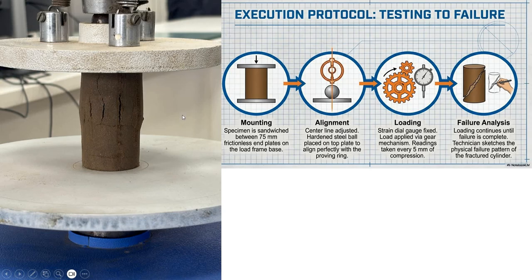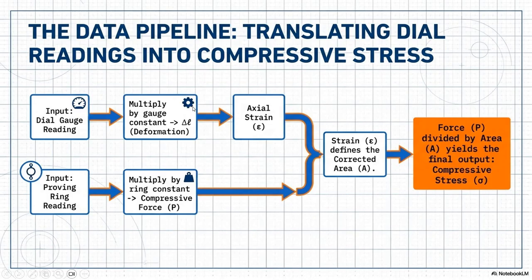where it started displaying the original load versus deflection curve, and from that we can observe the site conditions and also find out the shear strength. Now this is the basics behind axial strain, axial stress, and axial compressive stress, as well as the corrected area.